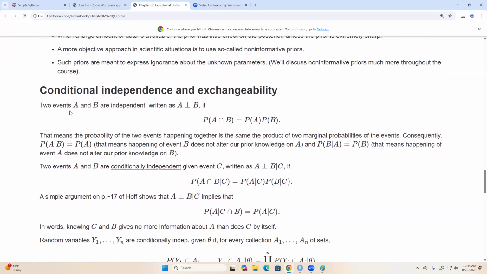All right. So now let's talk about conditional independence and exchangeability. Two events A and B are independent, written as A perpendicular B, if the probability of A intersect B equals the probability of A times the probability of B. If two random variables are independent, it means the joint density function of these two can be obtained as the product of their marginal density functions.